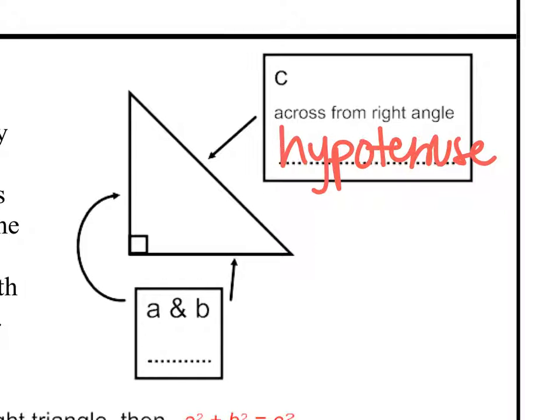Yep, this is important. I expect you to know these terms. And then the two sides that touch the right angle, those are called a and b, and they are the legs, because there's two of them. And this is your 90-degree right angle. You can only use the Pythagorean theorem if you have a right triangle.